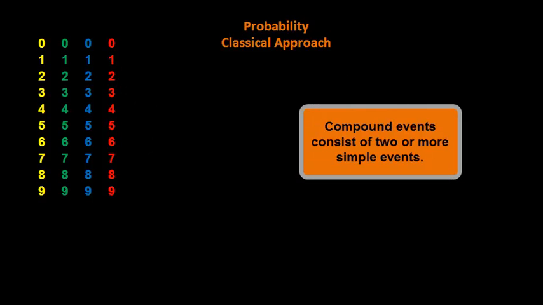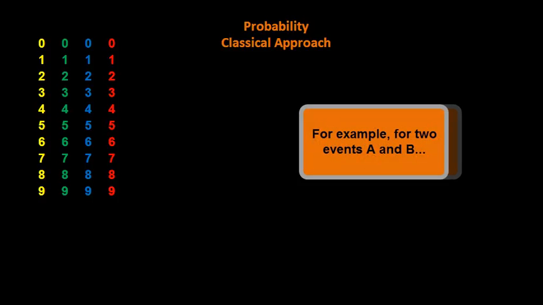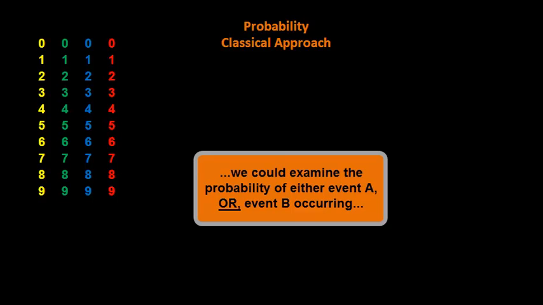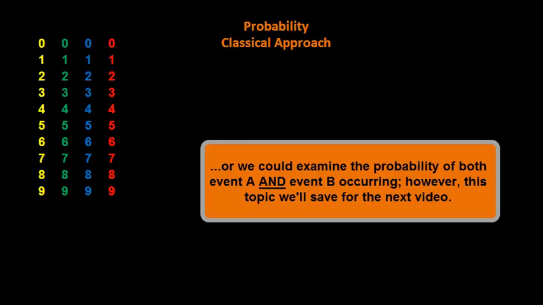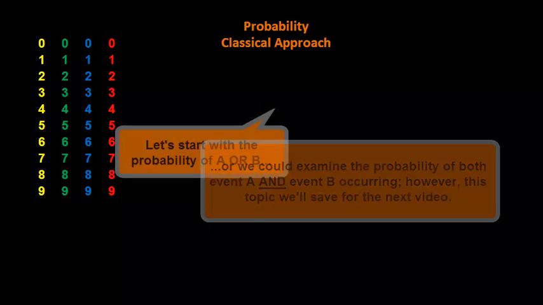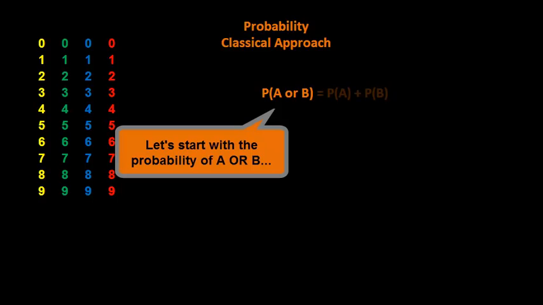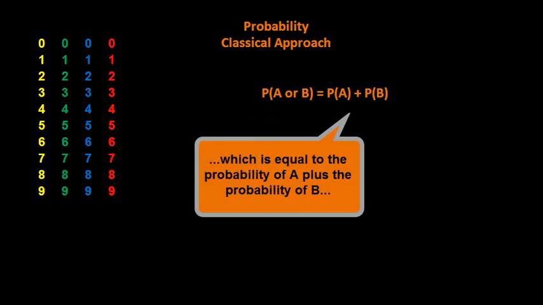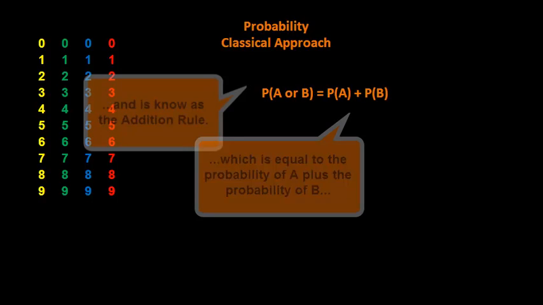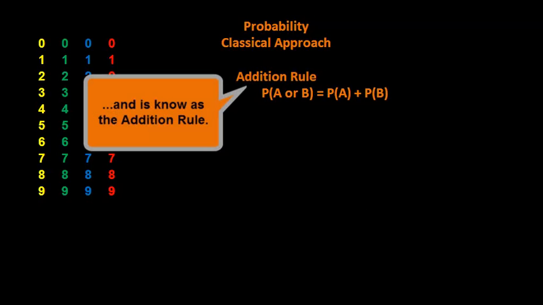Compound events consist of two or more simple events. For example, for two events A and B, we could examine the probability of either event A or event B occurring, or we could examine the probability of both event A and event B occurring. However, this topic we'll save for the next video. Let's start with the probability of A or B, which is equal to the probability of A plus the probability of B, and is known as the addition rule.